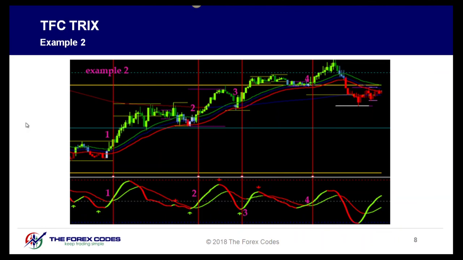Now, don't forget, I have other confirming indicators like TFC cloud. Yeah? TFC squeeze. These are not on here yet. We're just using these, but we can trade from these.